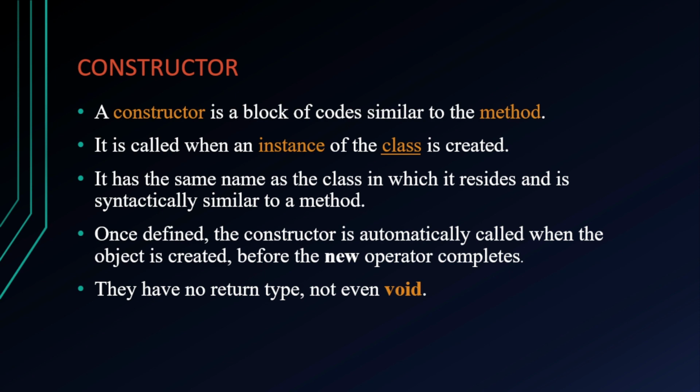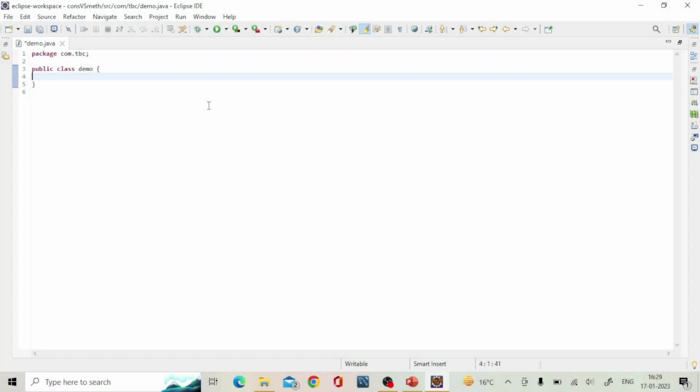They have no return type, not even void. So there will be no return in the constructor. That's a major difference between a method and a constructor. A method has a return type, can be void, can be int, and anything, can be a class name. But the constructor does not have any return type, not even void. So here we're gonna see the difference between the method and the constructor.